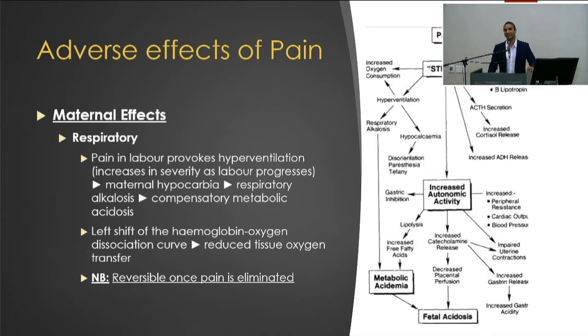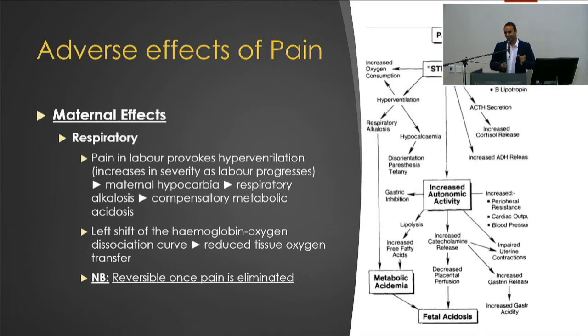Okay, so that's great. So essentially, we get sympathetic activation. We get a woman who's hyperventilating, who becomes hypocarbic. That whole cycle actually increases catecholamine release. The hyperventilation causes hypocarbia, which essentially causes a left shift in your oxygen hemoglobin dissociation curve as well.